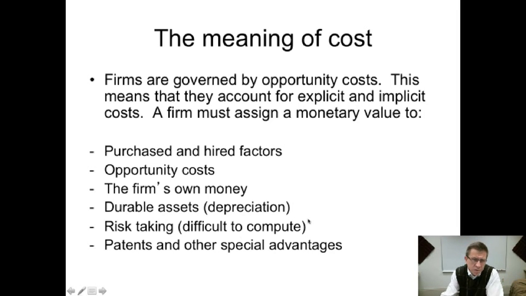These last three are certainly important: depreciation, risk-taking, and patents or other special advantages. It's not something we're going to be studying too closely in this class, but certainly if you are Coca-Cola, the fact that you have the secret recipe for Coca-Cola is a very special advantage. If you were Coke and you wanted to sell that recipe, you could make presumably billions of dollars.